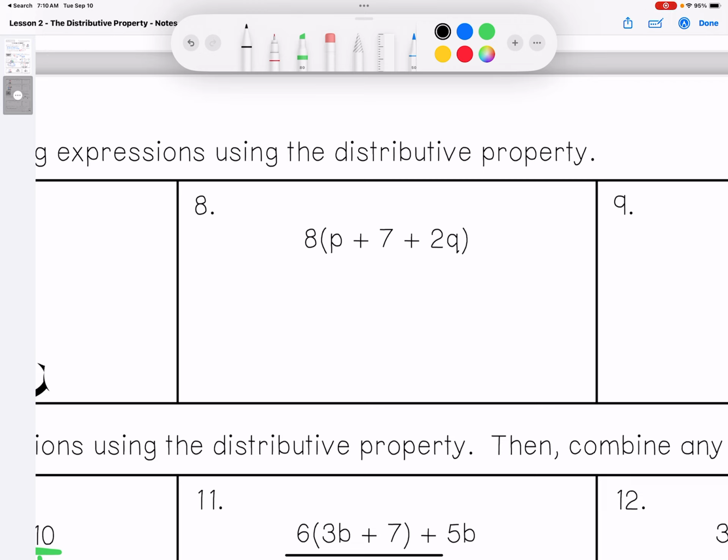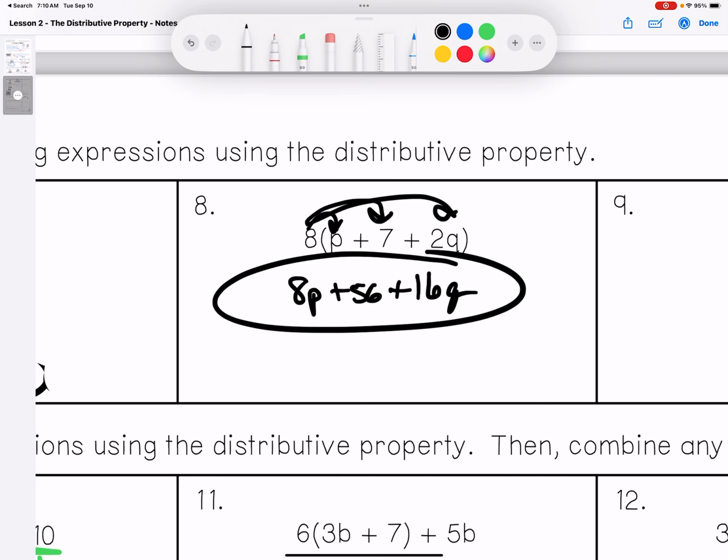Number 8. 8p. 8 times p is just 8p. 8 times positive 7 is positive 56. And then 8 times 2q is 16q. Can I combine any of those numbers? I have 1p, one whole number, and 1q. I can't combine any of those. So that is the answer.